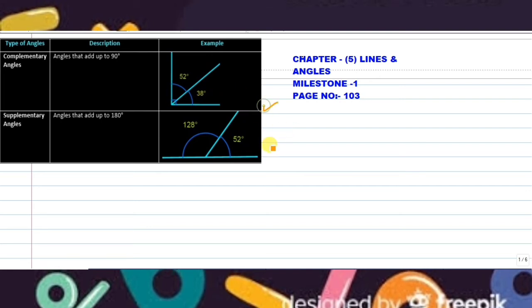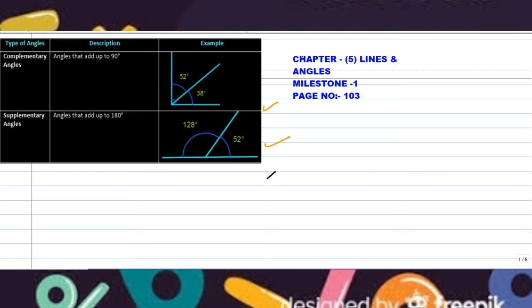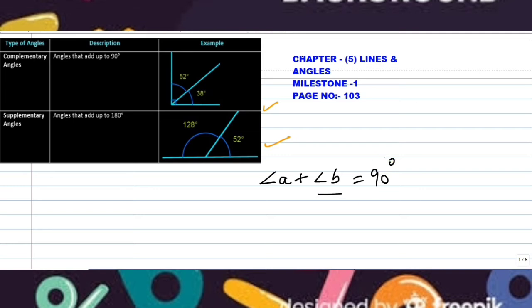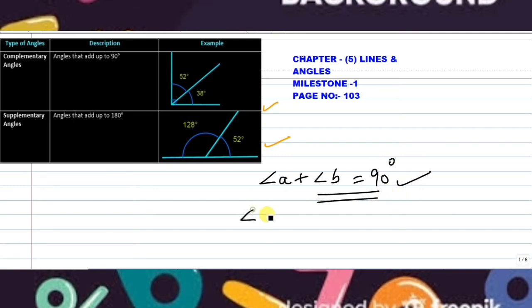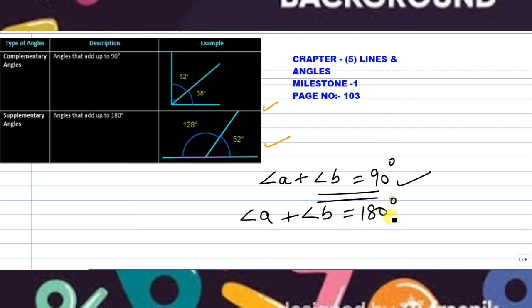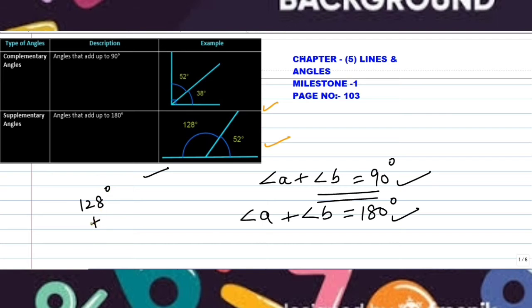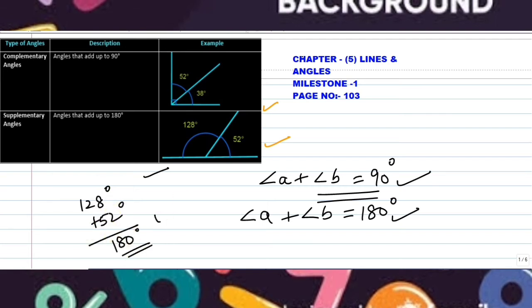As you can see in this picture, two angles are said to be complementary if their total is 90 degree. So if the angles total is 90 degree, they are known as complementary. Two angles are said to be supplementary if their total is 180 degree. You can see in this picture also, 128 degree plus 52 degree, total will come 180 degree. They will be known as supplementary angles.